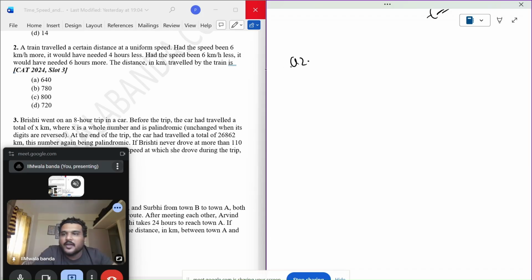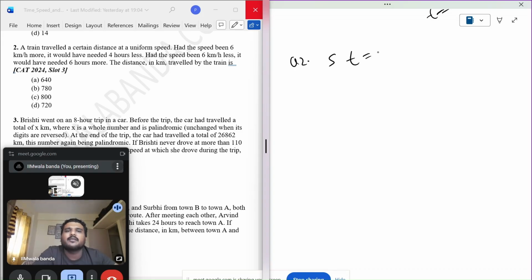Okay. A train traveled a certain distance at a uniform speed. If the speed was 6 more, it would have taken 4 hours less. It's a very common type of question. Let's assume the common speed as S, common time taken be T, and the distance will be D. It is saying that the speed was 6 kilometers per hour more, time would be 4 hours less, and again it will cover distance D.